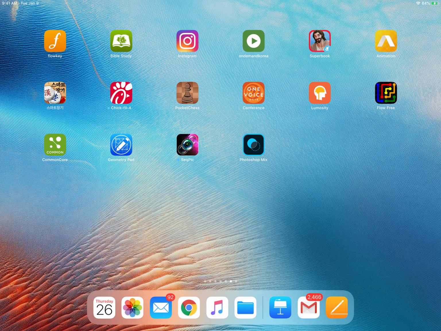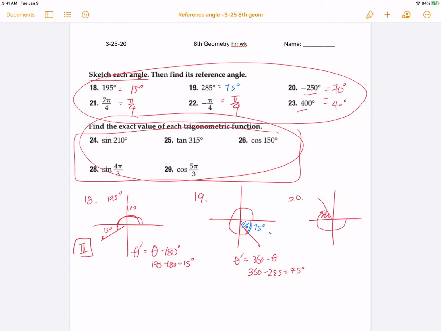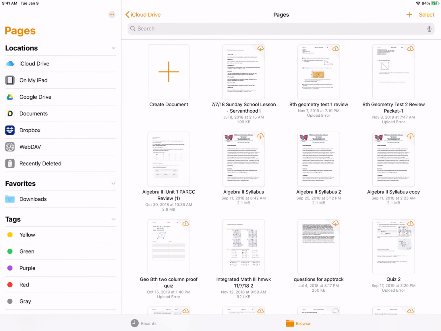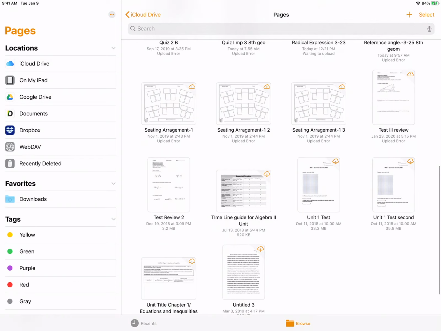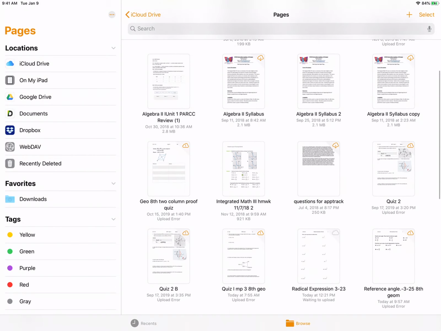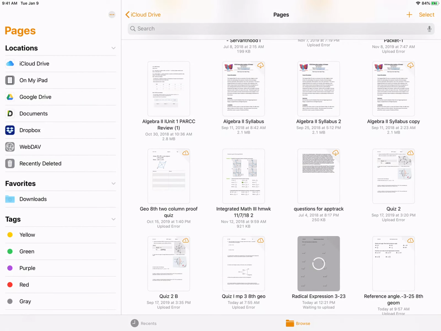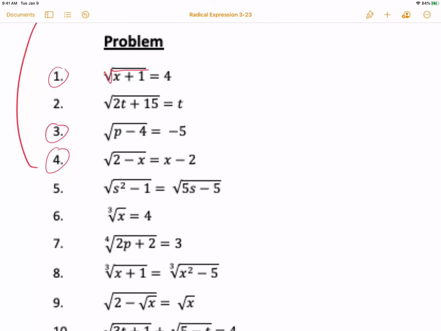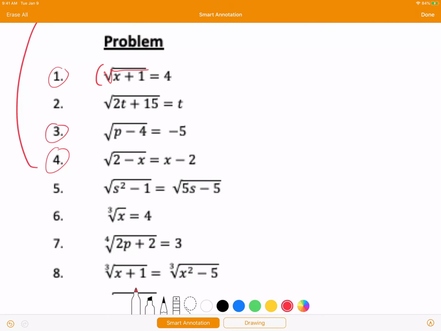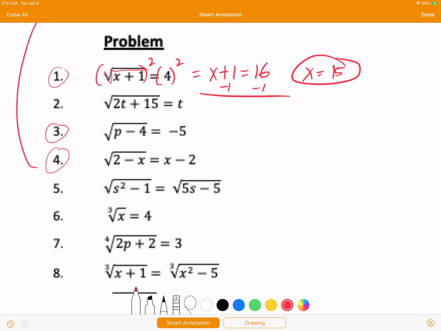Okay, here we go. So here what I'm going to do is square both sides like this, and square that side also, and then what you're going to get is x plus 1 is equal to 16. Subtract 1 on both sides, and you get x is equal to 15 as your final answer.